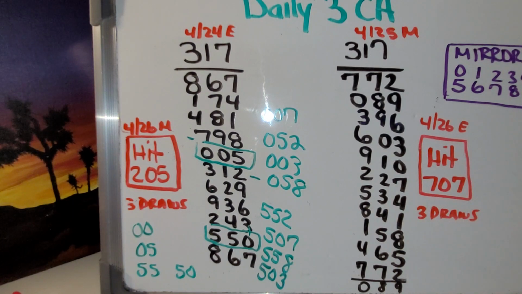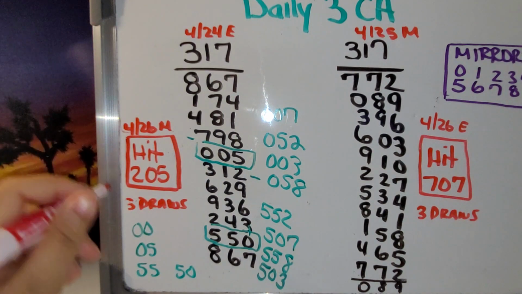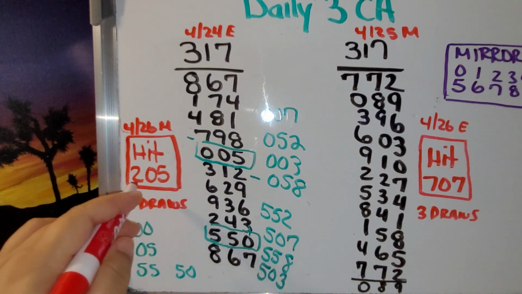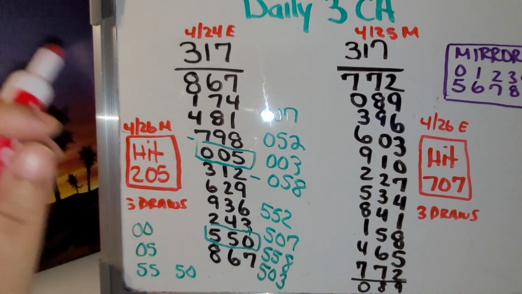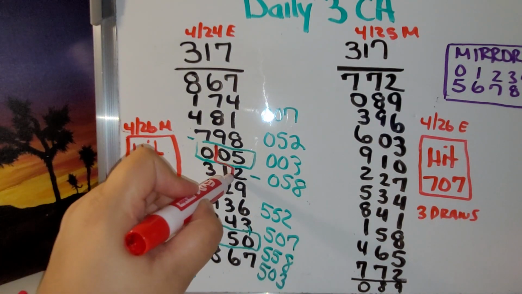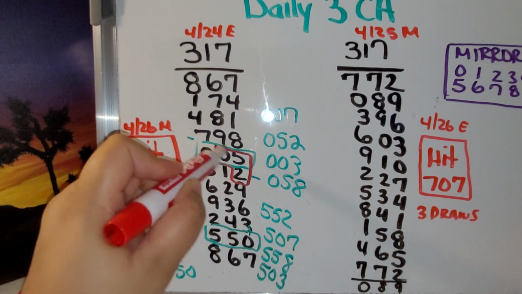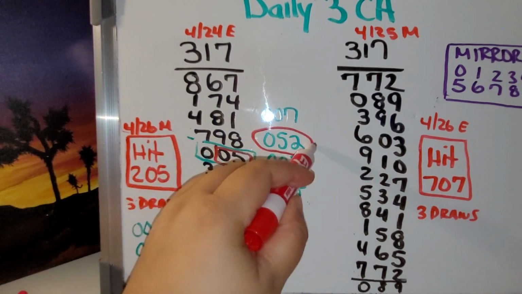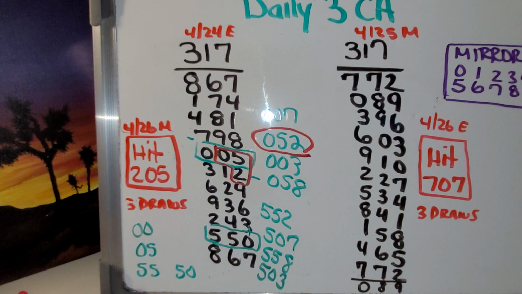Now, I know y'all see what hit. I know you see what hit. On April 26th, 3 draws later, 205 hit. Where's that 205? Right around here. 052. I'm going to go ahead, get that, and circle that. Bam. That was it.